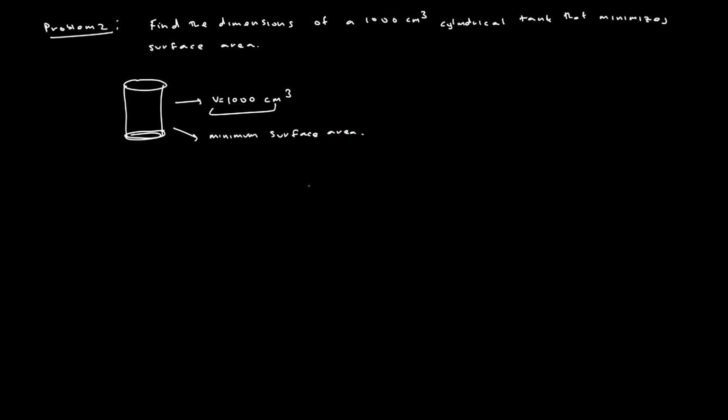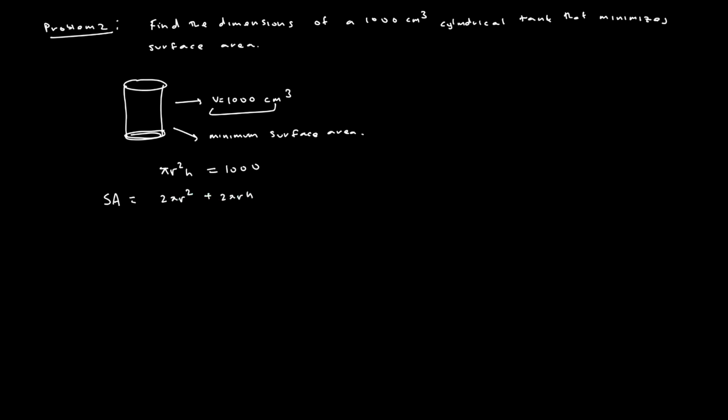And so let's recall some of the geometry of a cylinder. We know that the volume of a cylinder is given by pi r squared times h, and that is equal to 1,000. And the goal is to minimize the surface area. So the surface area of a cylinder is equal to 2 pi r squared plus 2 pi rh.